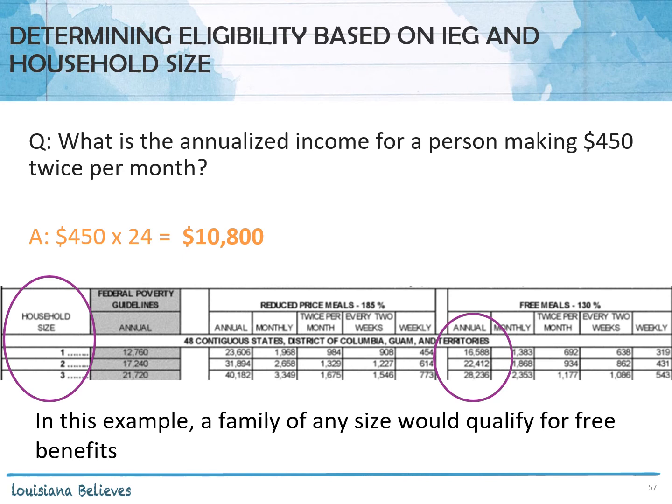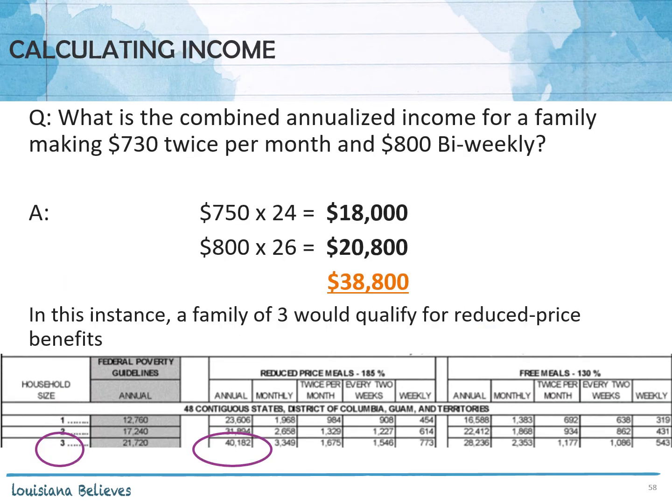In this example, a household of any size would qualify for free meal benefits when $10,800 is the annual household income. If we take the second example, a household of 3 would qualify for reduced price benefits with an annualized income of $38,800.